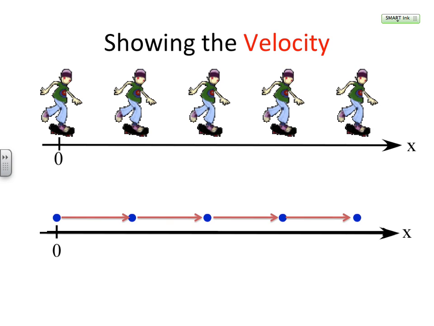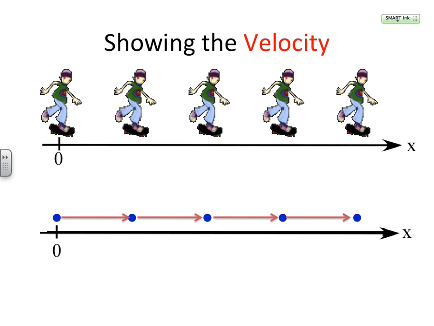The arrows also tell us how fast it's going. If you'll notice, the length of each arrow is exactly the same size because I can tell that my velocity is constant. This object is not speeding up. This object is not slowing down. They are equally spaced. Therefore, each velocity arrow is going to be the same length.